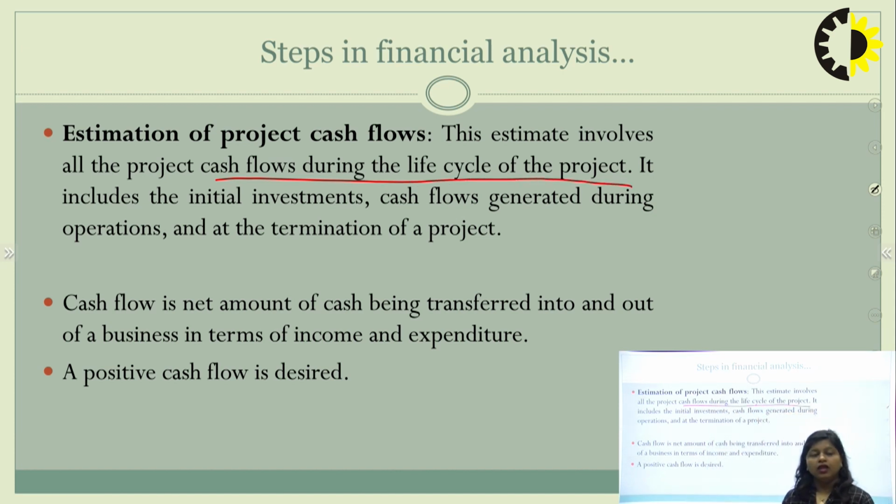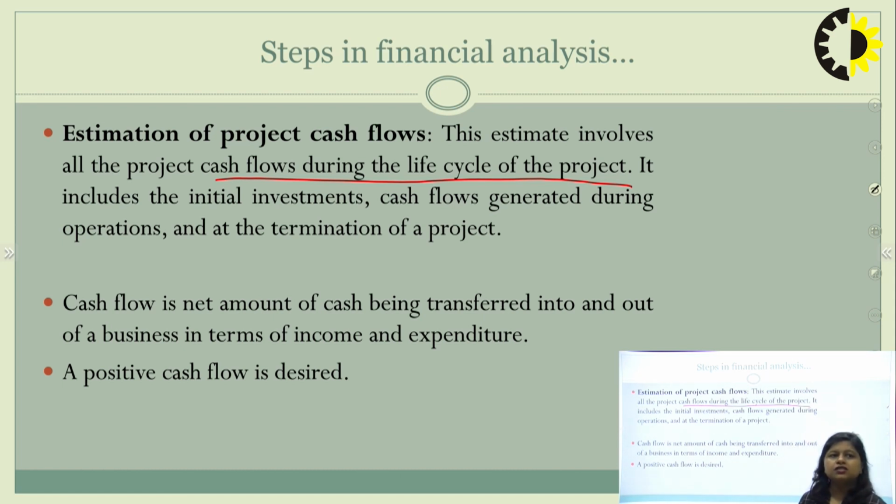We just saw in one of my lectures that the project life cycle has four phases. One is conceptualization, second is planning, third is execution, and fourth is termination. So in each and every phase, when we are estimating the project cash flow, we need to consider how much cash flow is involved. That total cash flow we need to estimate for this financial analysis.